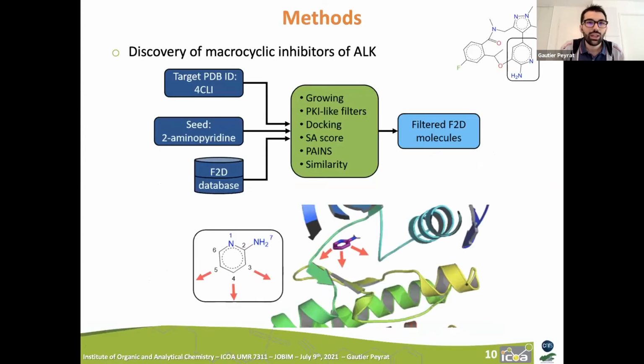So I've chosen the PDB ID 4CLI, which contains the protein ALK complexed with lorlatinib. In the inhibitor lorlatinib, I've selected one seed, which is the 2-aminopyridine. It is squared in the top right corner. So from this target, this seed, and the graph database, I performed the growing, then I applied the filtering procedure to discover a new macrocycle.